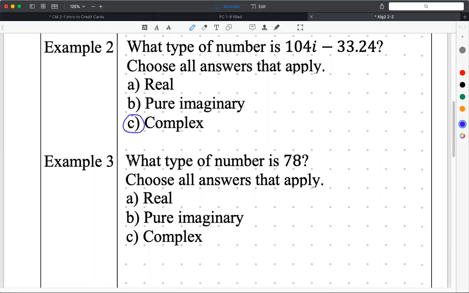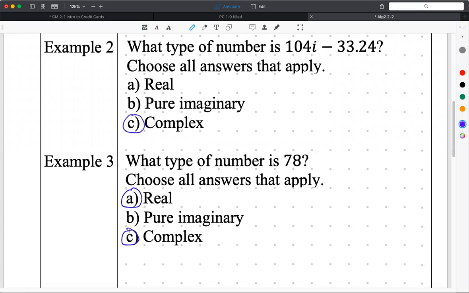All right, example number 3. What type of number is 78? I've seen 78 before. I saw that in kindergarten. Yeah, Charles? Would it be just real? So just A like that? Kind of. But remember, I said at the very beginning, you're always going to choose complex. So the answer is A and C.